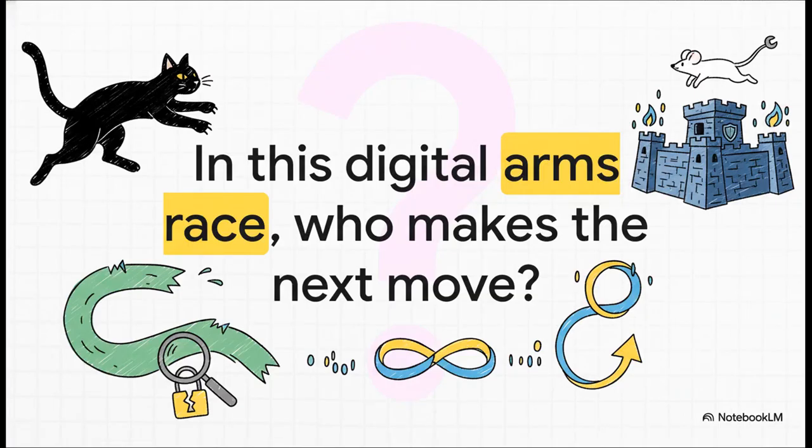So we've gone from a simple, overflowing coffee cup all the way to these incredibly sophisticated digital fortresses. We've seen how every time one side makes a move, the other is forced to innovate and evolve. This cat and mouse game, it never ever stops. Attackers are always looking for the next crack in the armor, and defenders are always trying to build it stronger. Which leaves us with one final hanging thought. In this perpetual digital arms race, who makes the next move?